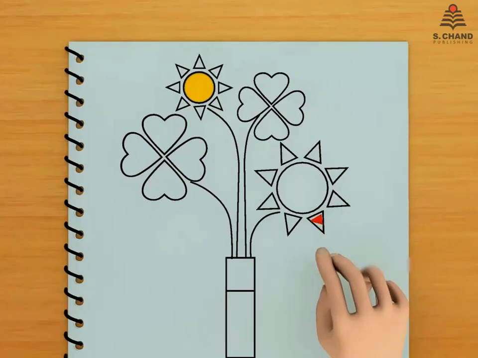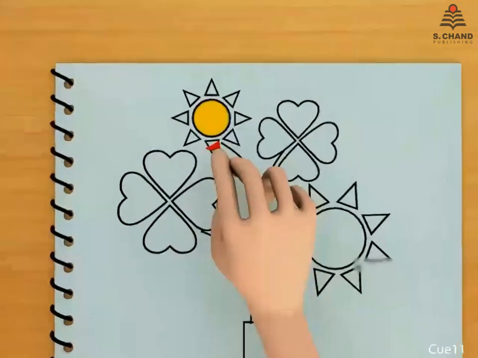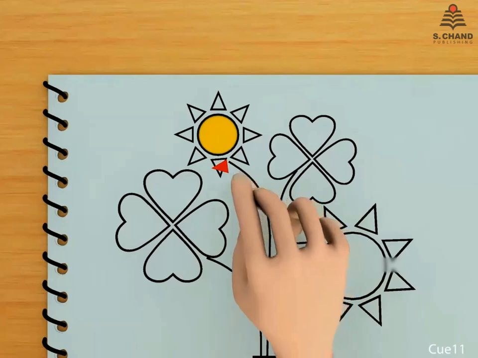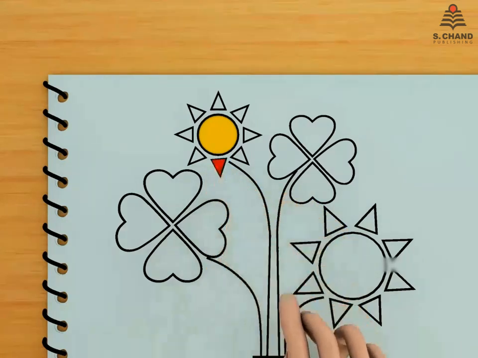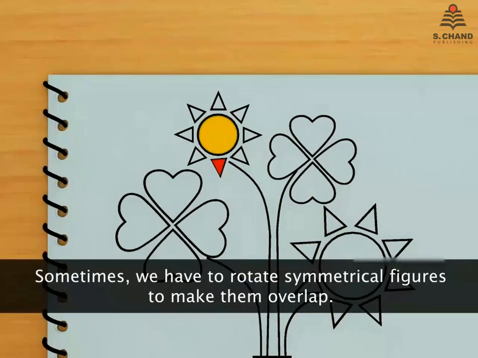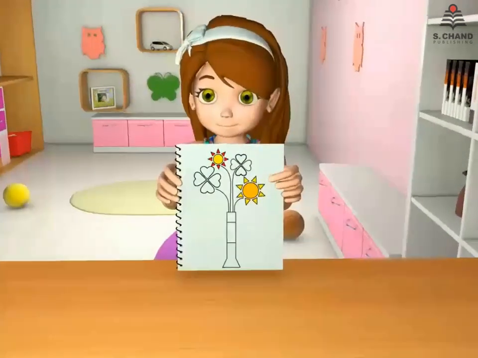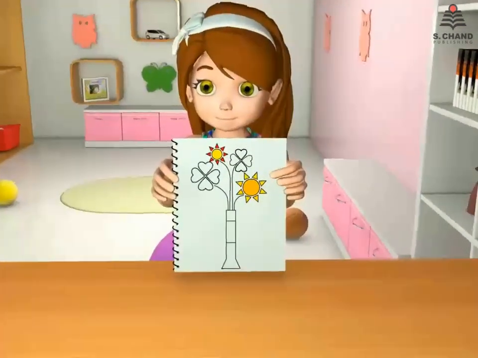No, Stella, here again the shapes are the same, but the sizes are different. Uh-oh, the shapes are not overlapping. Try rotating the shape a little, Stella. Very good, Stella. Sometimes we have to rotate symmetrical figures to make them overlap. Stella has already finished pasting cutouts on 2 of the flowers. Good going, Stella.